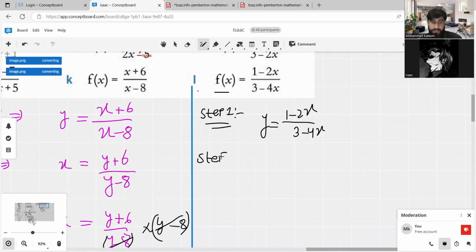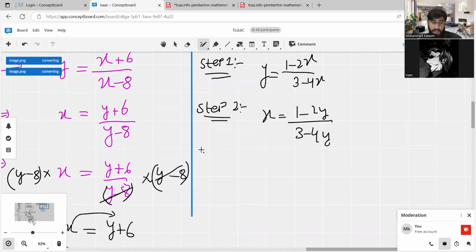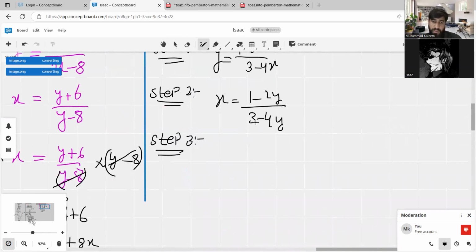Step 2. In this step, x will be replaced with y, and y will be replaced with x. Next, we have step 3. In step 3, we have to make y the subject. So firstly, we will take this thing to the other side. On the other side, it will be multiplication, or we can say we multiply both sides by 3x minus 4. On this side, 1 minus 2y is left over there.